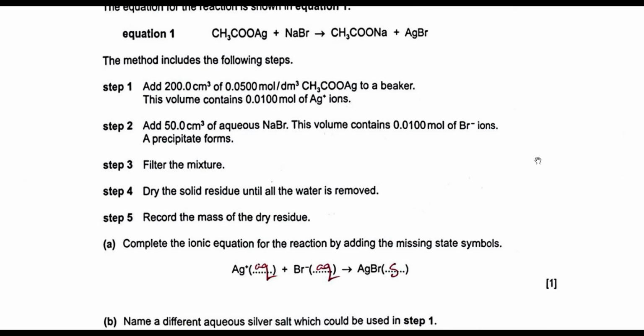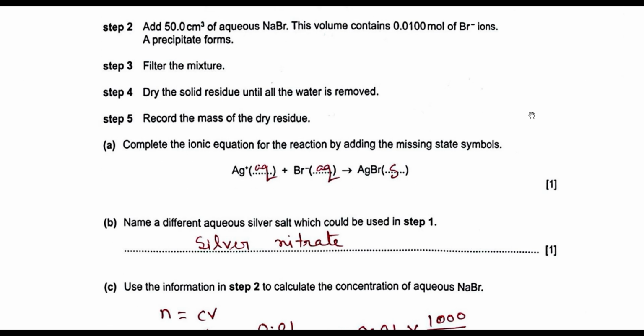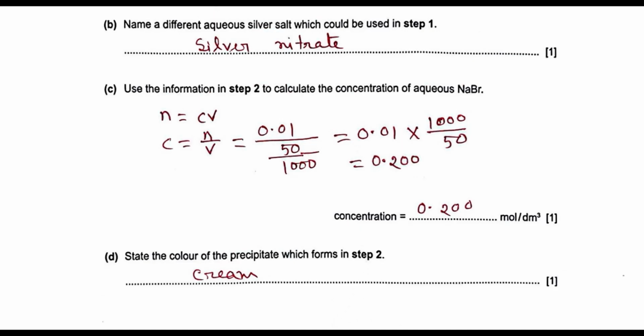Here the number of moles is given 0.01, volume is given 50 centimeter cube. So 50 centimeter cube is converted to dm cube by dividing by 1000, and moles 0.01. So if you calculate, you get 0.2 mole per dm cube.